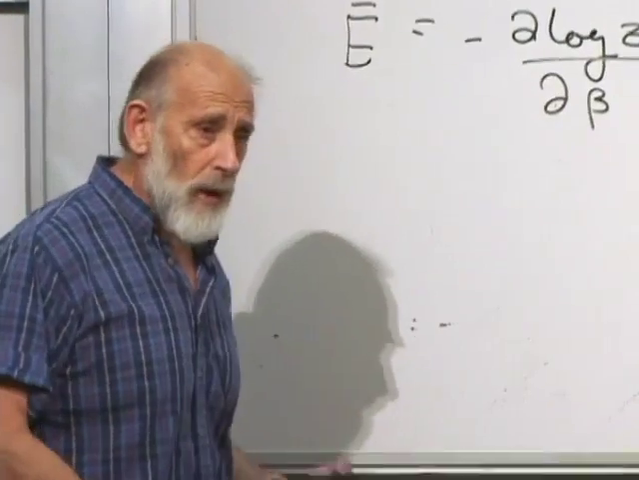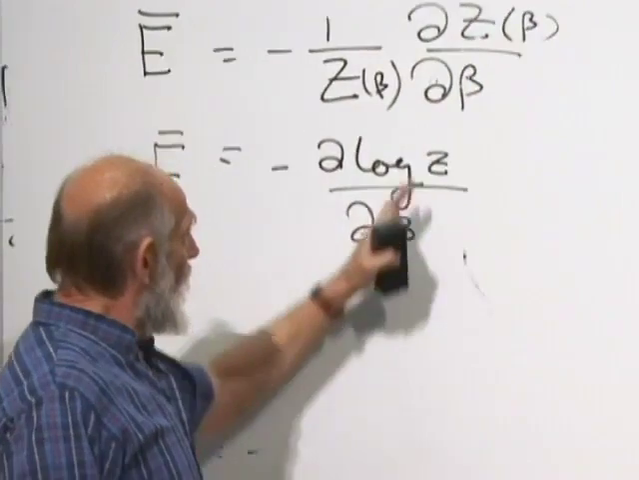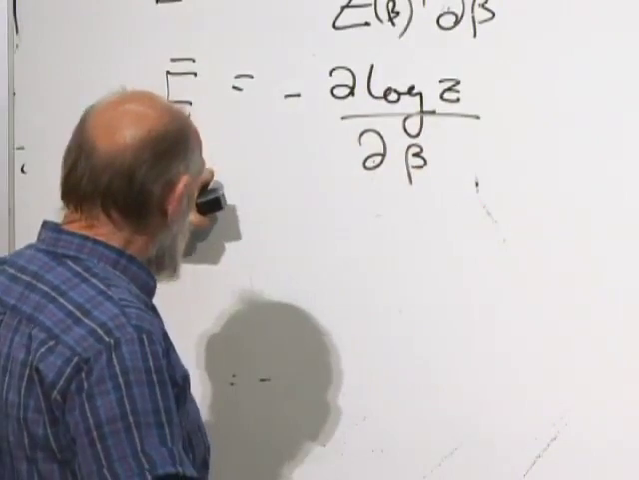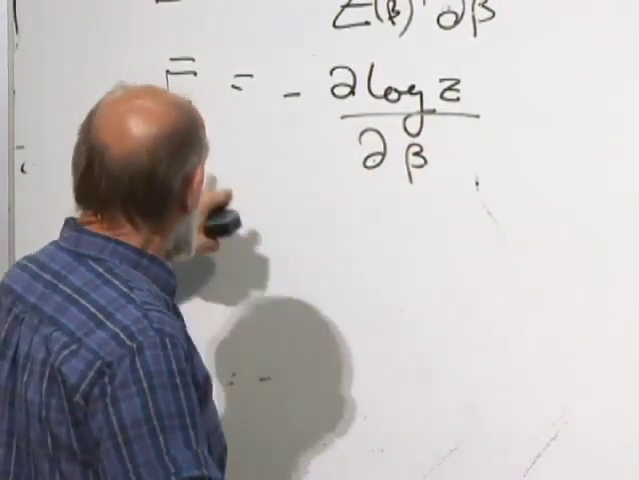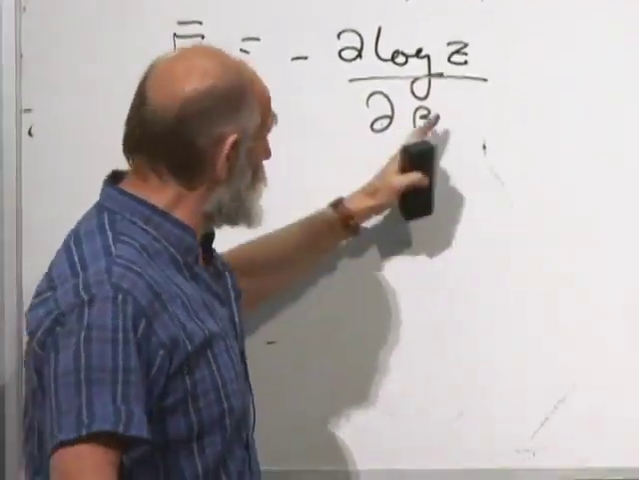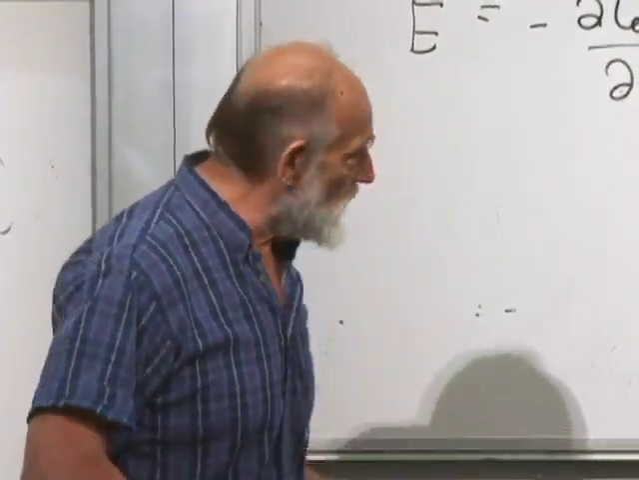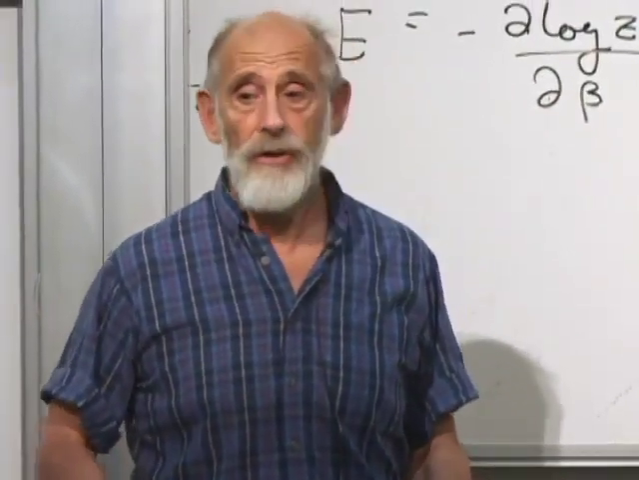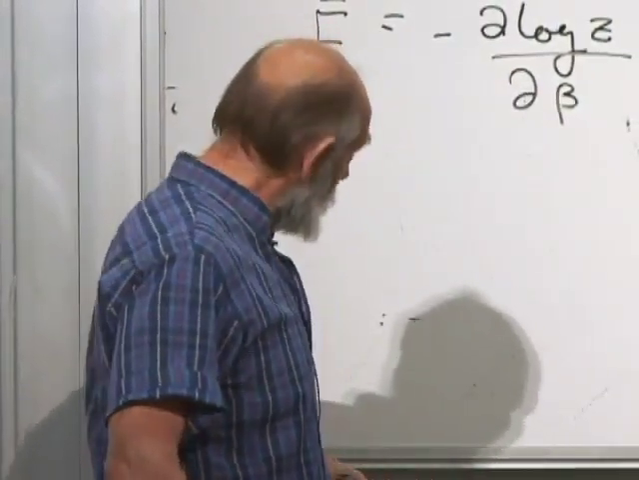Before we talk about the name of this thing, let's just see what it says. The left-hand side is well-defined, to the extent that we can calculate z of beta. It's a function of beta, and a function of beta is equal to the energy. We can invert that, and we can find out what beta is as a function of the energy. Beta is the Lagrange multiplier, but it is also the inverse temperature. So this is the relationship between temperature and energy.